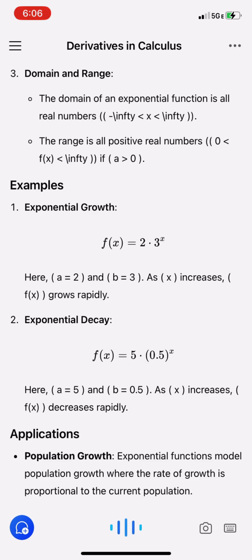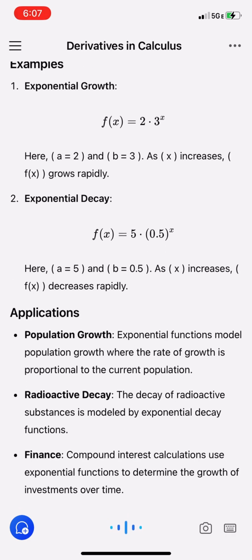Examples. Exponential growth. Here a equals 2 and b equals 3. As x increases, f(x) grows rapidly. Exponential decay. Here a equals 5 and b equals 0.5. As x increases, f(x) decreases rapidly.